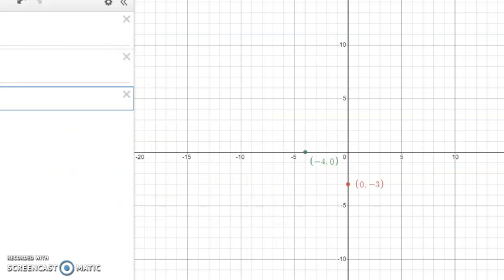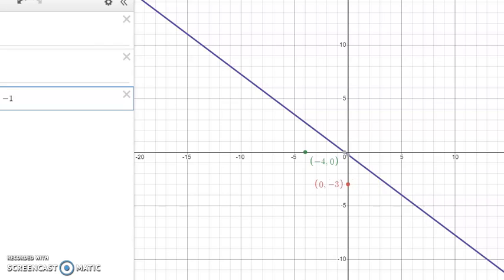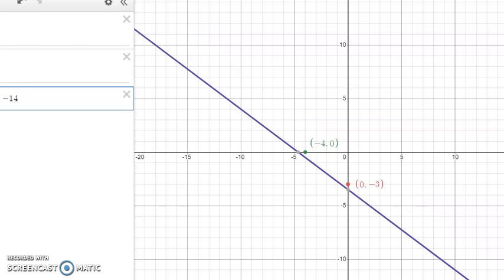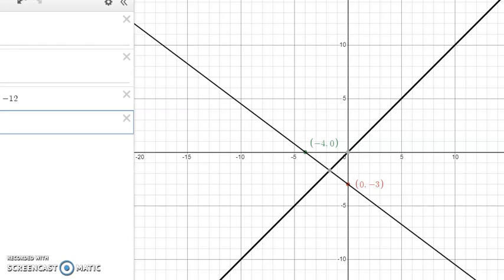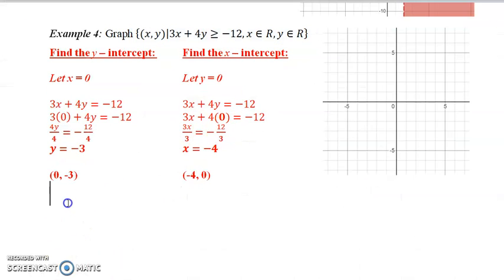So we'll graph that line. I'll put it in black. We draw a line through. And remember, now we do our inequality. So we do our test point. Let's test 0, 0.